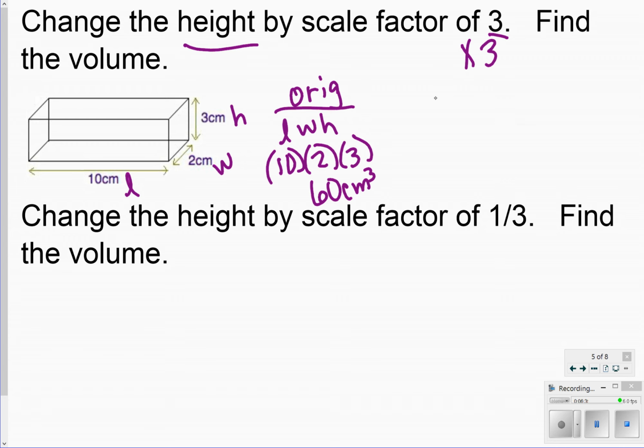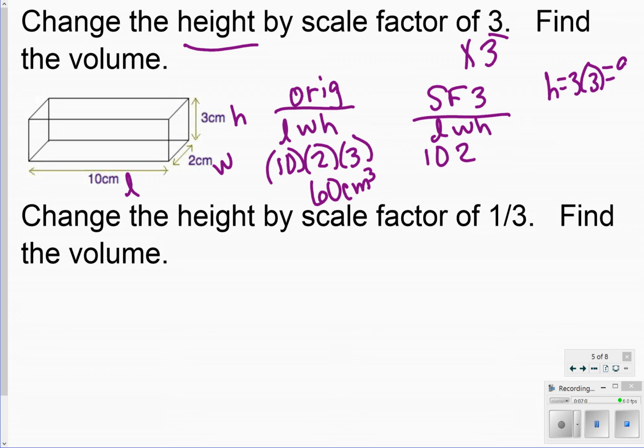All right, well, with a scale factor, I'm going to abbreviate, scale factor of 3, I'm still going to do length times width times height. And my length this time is still the same, actually, 10. My width will stay the same, 2, but my height is now changing. So my height was 3, and I have a scale factor of 3, so I'm going to multiply it by 3, and I'm going to get 9. So now my new height number is 9.